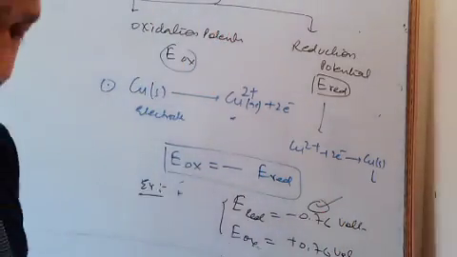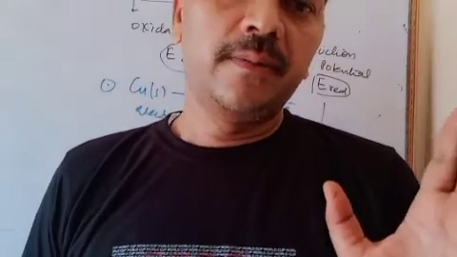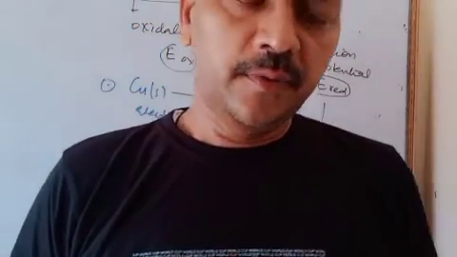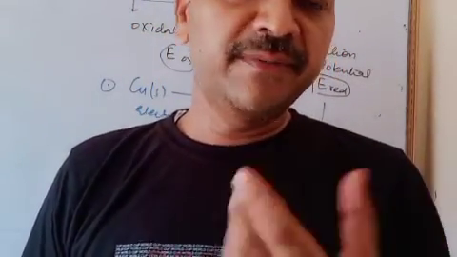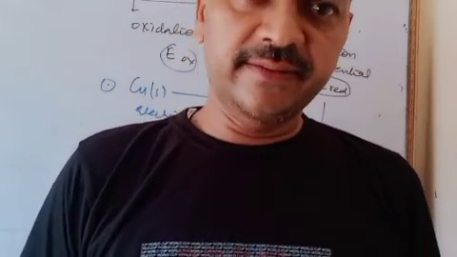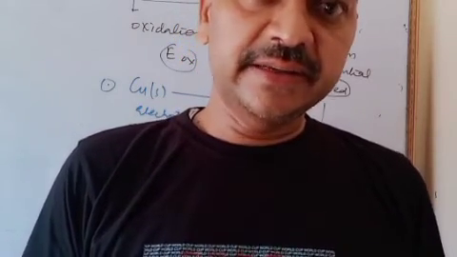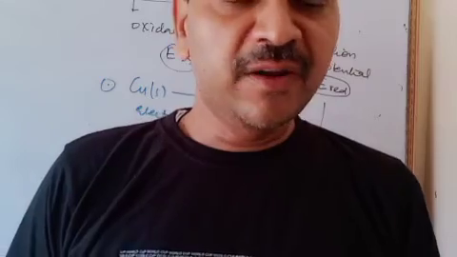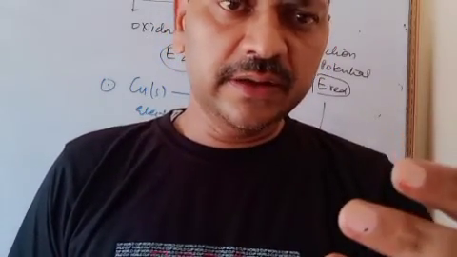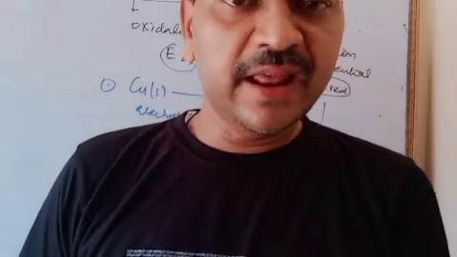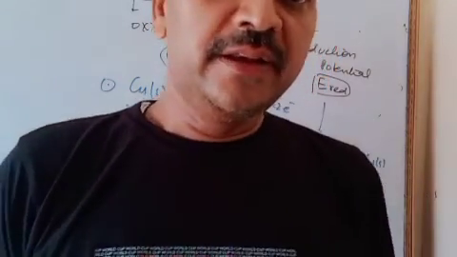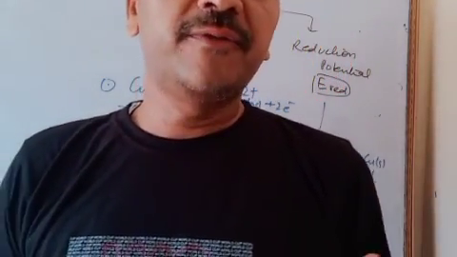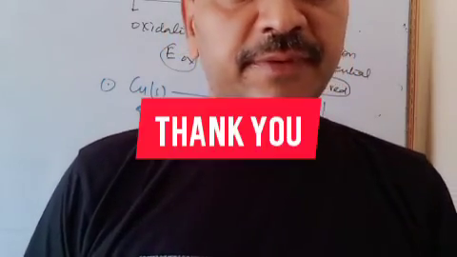Children, this video is over now. What have we learned? Electrode potential is the potential difference set up between electrode and electrolyte, and it measures the tendency of an electrode in a half cell to gain or lose electrons. There are two types: oxidation potential and reduction potential. In the next video we will study electromotive force, or cell potential. See you, children.